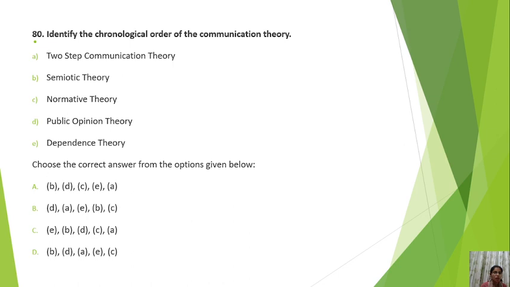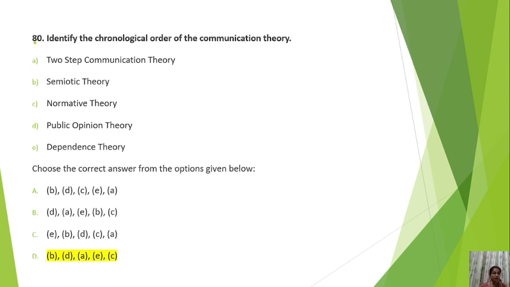Next, chronological order of communication theory: two-step communication theory, semiotic theory, normative theory, public opinion theory, dependency theory. I know this will become difficult as so many years are not easy to memorize, but what can we do? Maybe if you read a theory book, the theories might be given in chronological order. So the correct answer is: first came semiotic theory, then public opinion, then two-step communication theory, then dependency theory, and last normative theory.